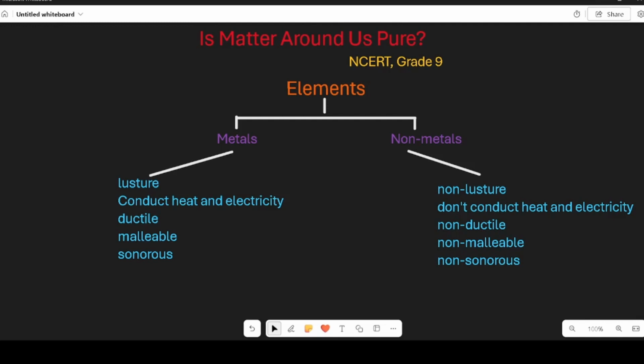Now let's talk about non-metals. Non-metals are non-lustrous and do not conduct heat and electricity. They are non-ductile, so they cannot be drawn into wires. They cannot be made into sheets, nor do they make a ringing sound when they are hit. So that's about elements. Now let's move on to compounds.